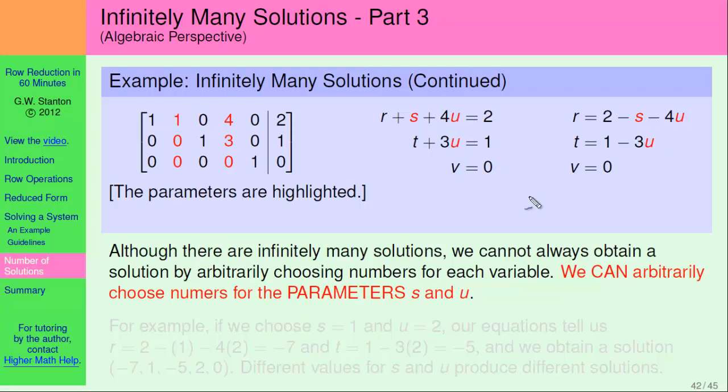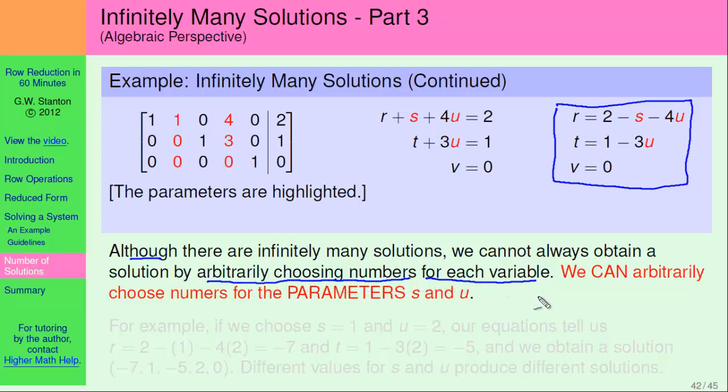Okay, and that is our general solution. This is one way to write it. But what does that mean? Although there are infinitely many solutions, that does not mean that we can always obtain a solution by just arbitrarily choosing numbers for each variable. We can, however, arbitrarily choose numbers for the parameters s and u. That's why these variables get a special name, and we call them parameters.